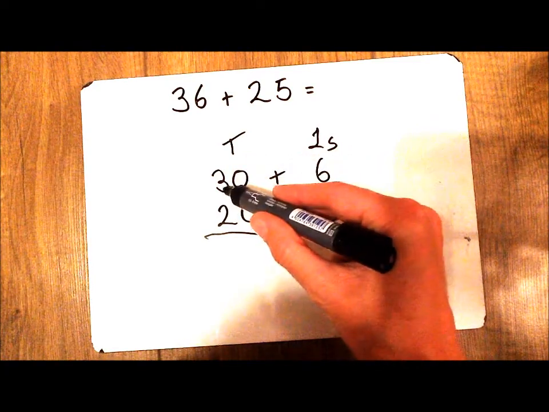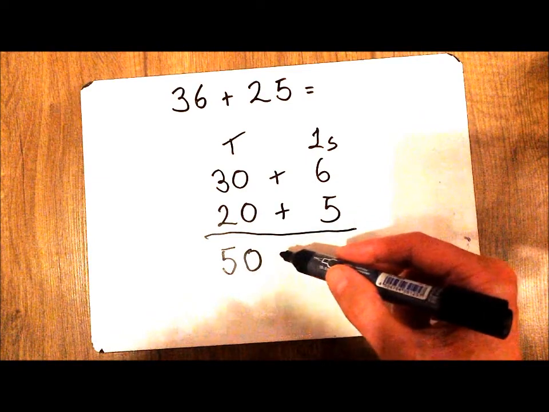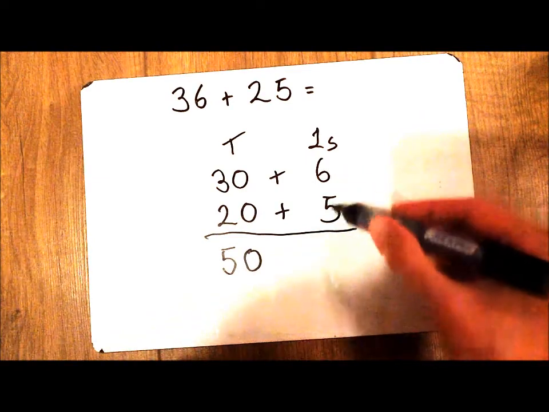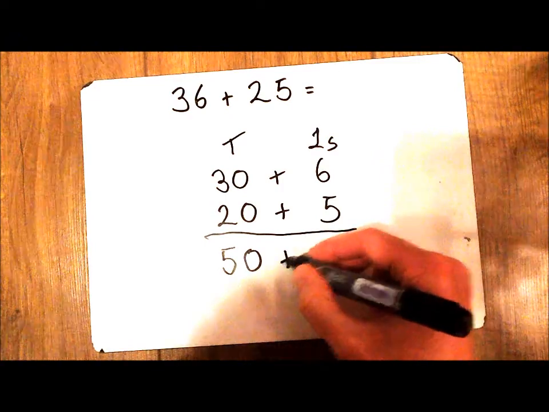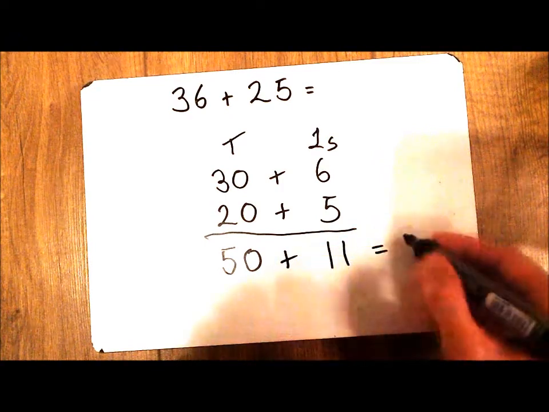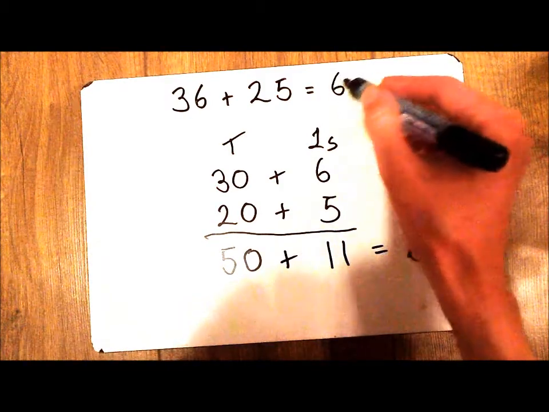So I now have 3 10s and 2 10s, which gives me 5 10s or 50. And over here I have 6 1s and 5 1s, which gives me 11 1s. And if I was to add those together, I'd get 61. So the total is 61.